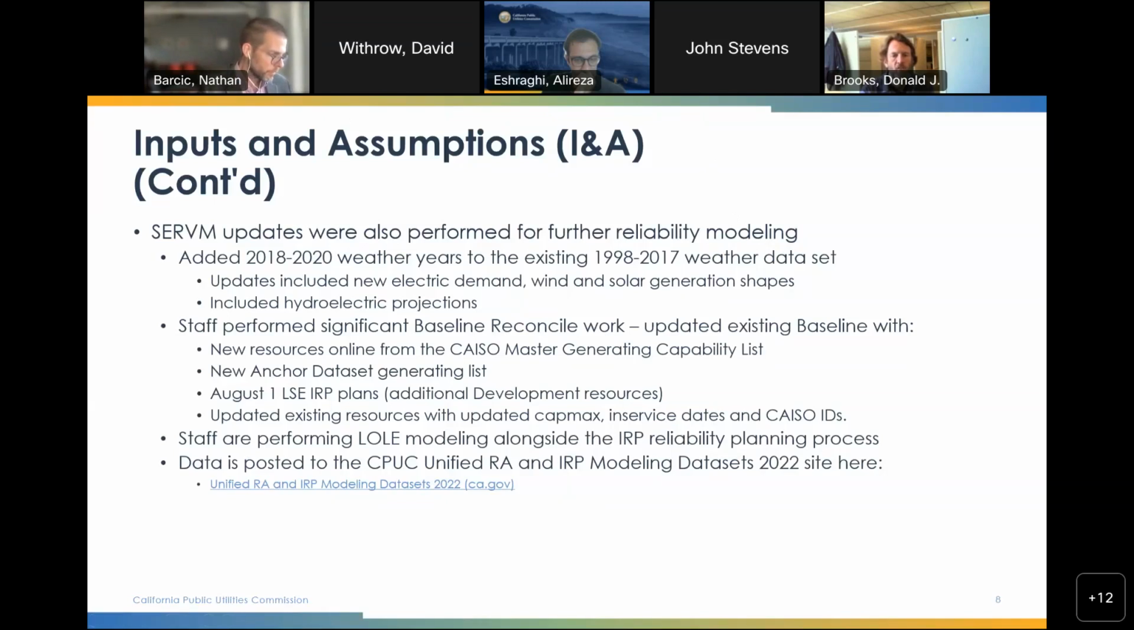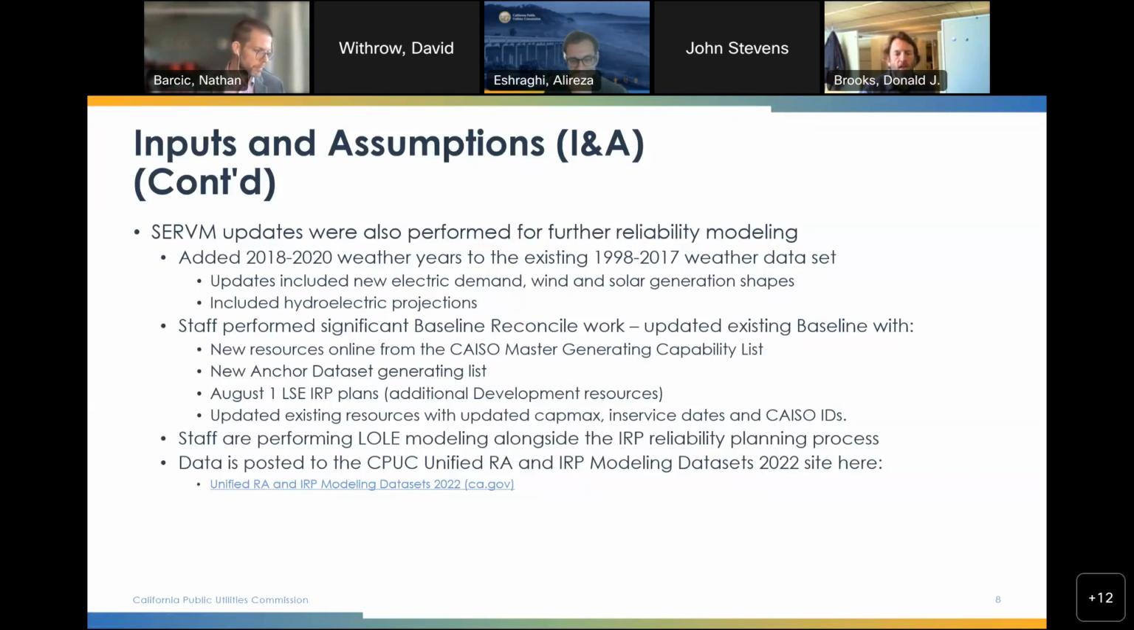We updated the existing resources with updated things like CapMax resource IDs. If they come online, we give them their ID instead of the generic name we made for them, and in-service dates, and some other small things. Some thermal generators added a couple megawatts here and there in terms of their PMAX. We also updated for that.